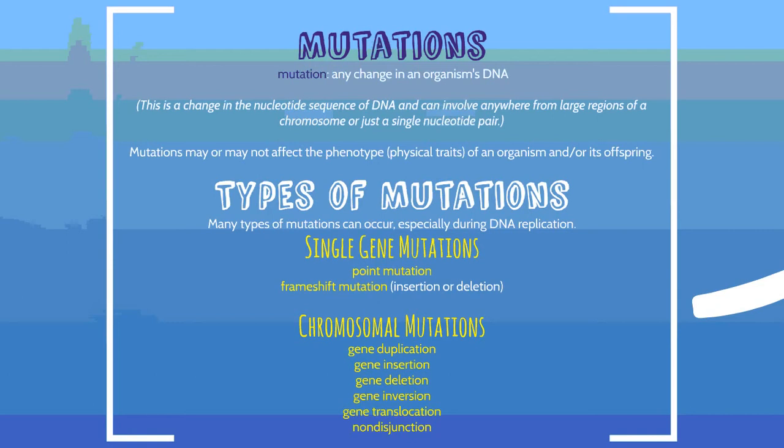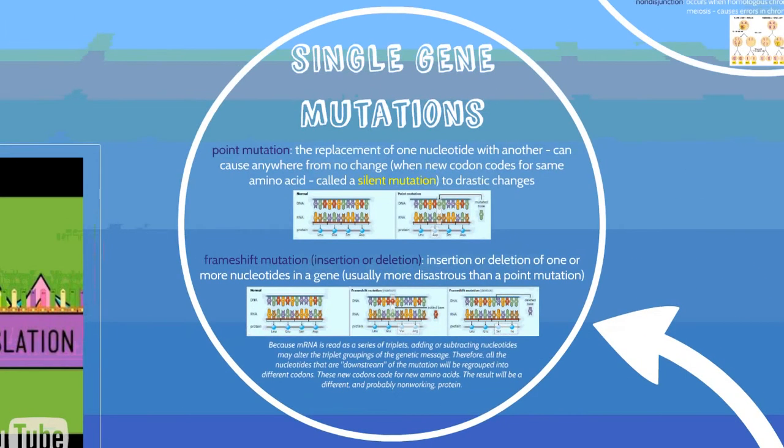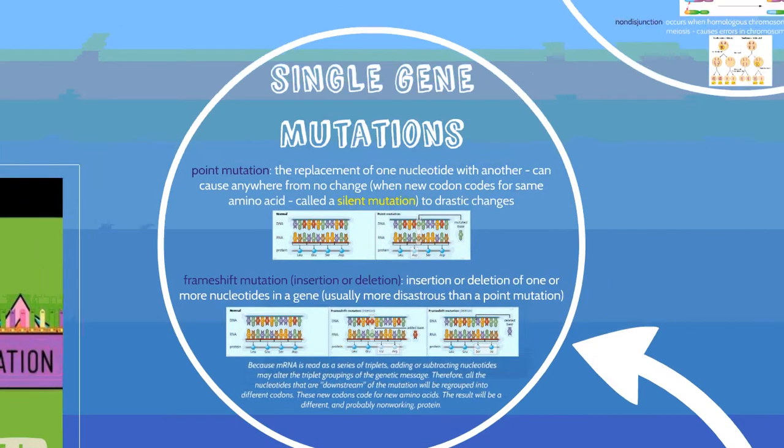So there are single gene mutations, which are point mutations and frameshift mutations, or there are larger chromosomal mutations. With single gene mutations, a point mutation literally just replaces one nucleotide with another. So if you have ACGT, it's going to replace maybe that G with a C, so it'd be ACCT instead. A frameshift mutation is one that shifts the reading frame. It inserts an extra nucleotide or deletes a nucleotide. Frameshift mutations tend to have greater ramifications than a point mutation.